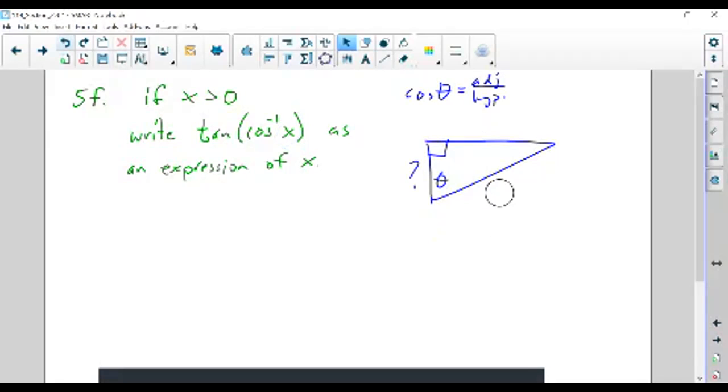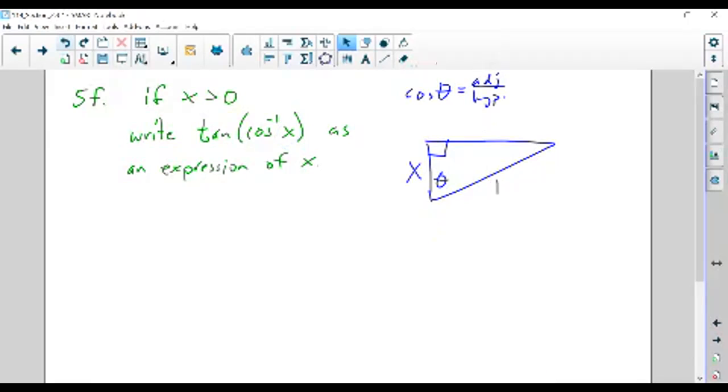You can make the adjacent x and the hypotenuse 1. That'll do it, because x divided by 1 is x. Now, to find that third leg, you can do a leg squared plus the other leg squared equals the hypotenuse squared. So the leg squared equals 1 minus x squared.